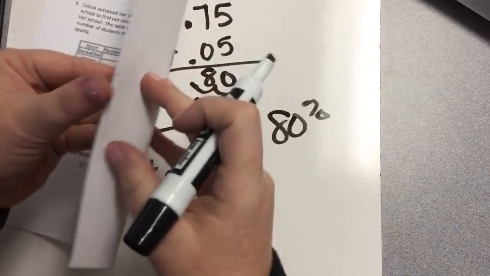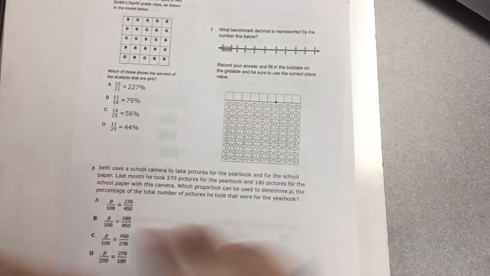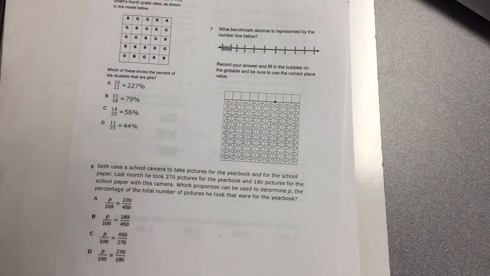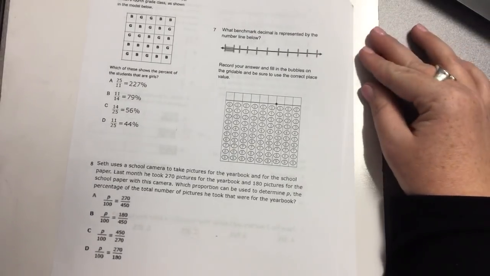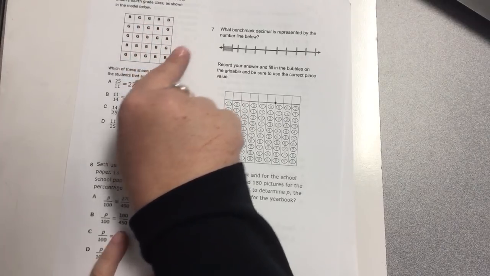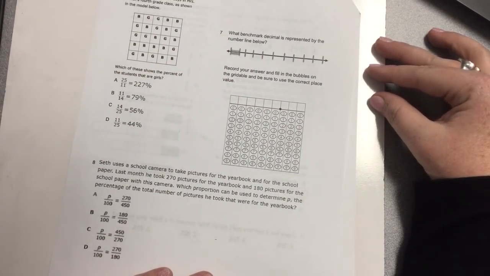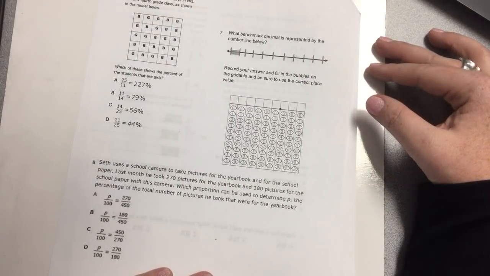Okay? And then on the back of that, we have number 6. It says there are 11 girls and 14 boys in Mrs. Smith's fourth grade class, as shown in the model below. And then it shows all the squares with B's, G's all throughout it. Which of these shows the percent of the students that are girls?